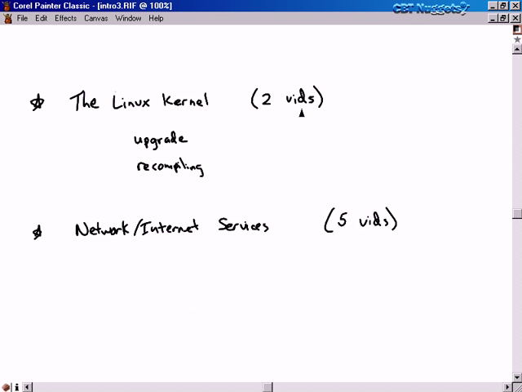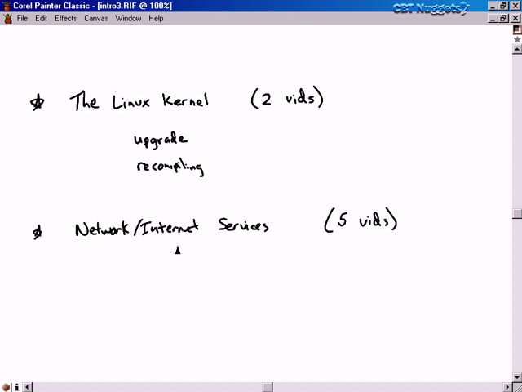We spent a couple videos talking about the Linux kernel, and this is very valuable information for people that need to mess with the kernel and customize it for some particular use. Then we talk about network and internet services for 5 videos, and I split this up because some services are just for your local area network, while some are more geared towards the internet, like Apache web server and things like that.